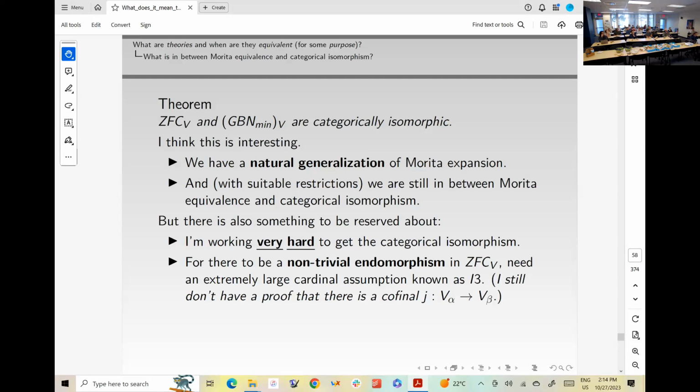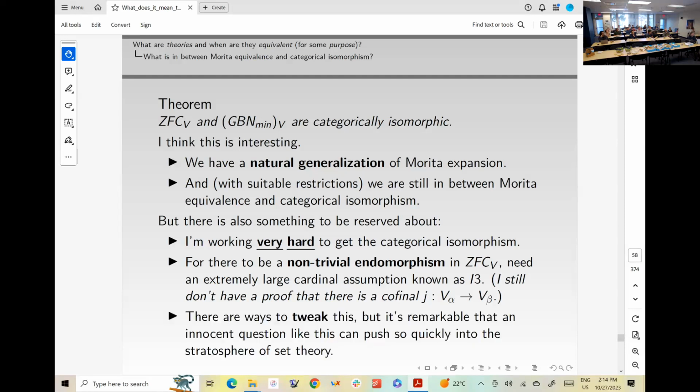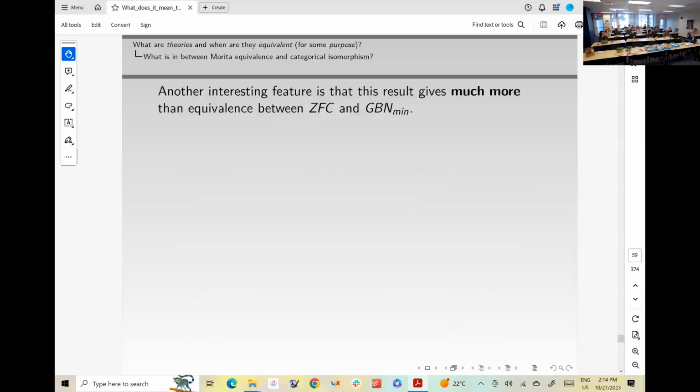Okay, and I think I've sketched it this morning, but I still don't have a great proof that actually cofinal maps when alpha is less than beta. Okay. There are ways to tweak this. But it's remarkable, I think, that such a seemingly innocent question can push us so quickly into the stratosphere of set theory. So that's the first thing. It's unusual for these sorts of questions to bump into each other. Okay, another interesting feature is this result gives us much more than equivalence between ZFC and GBN.